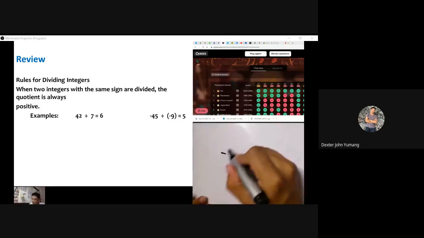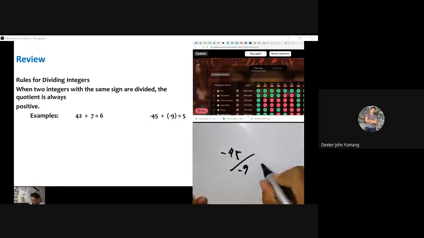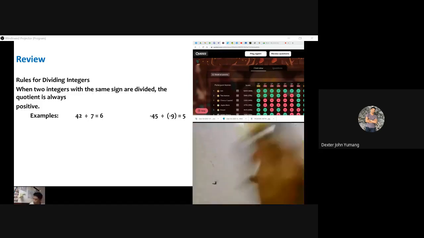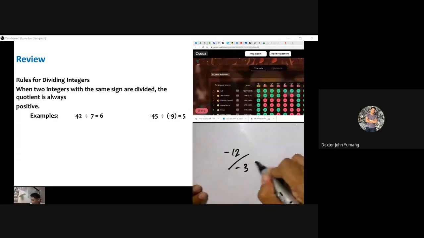Example, negative 45 divided by negative 9. That is, parehong negative. Kaya ngayon, 45 divided by 9, that is 5. Positive ang answer. Next, negative 12 divided by negative 3. So, meron pong apat na 3 sa 12. So, therefore, apat po ang sagot. Positive or negative? That is positive. Bakit po? Magkapareho sila ng sign.